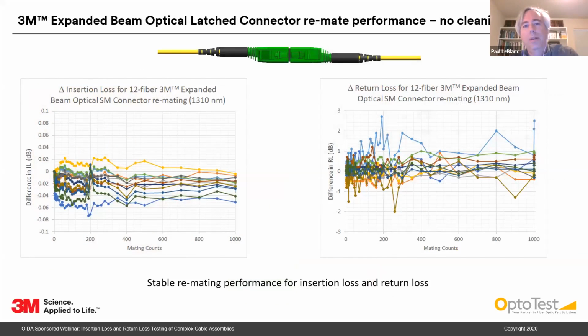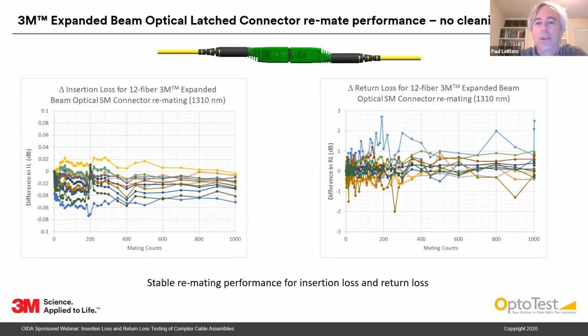Another important property of the connection is to have good performance under a number of mating cycles. And this particular slide shows some performance from 1,000 mates of a single mode connector. On the left-hand side, you see performance for insertion loss, specifically the change in insertion loss from the initial mate across each out to 1,000 mates. And you can see for each of the 12 channels, the variation is fairly small and below 0.1 dB.